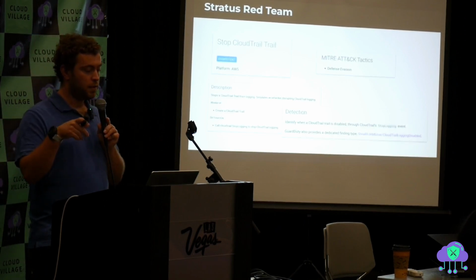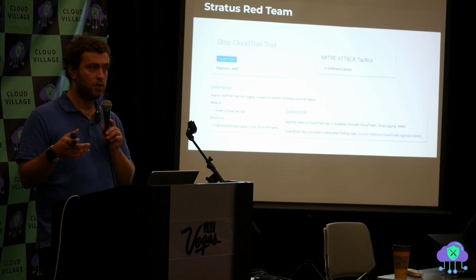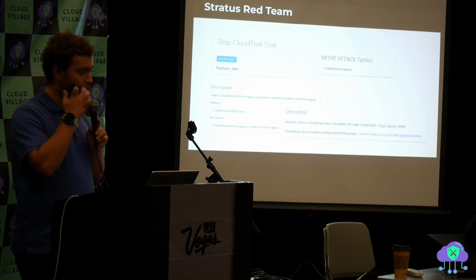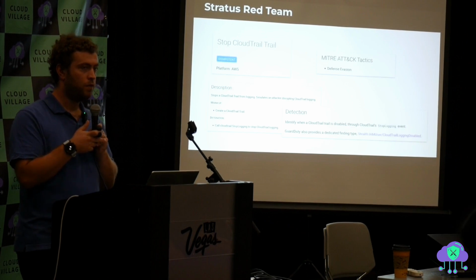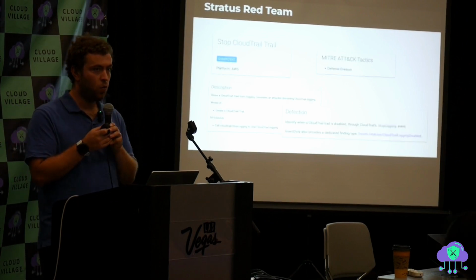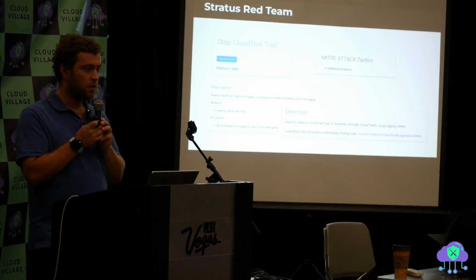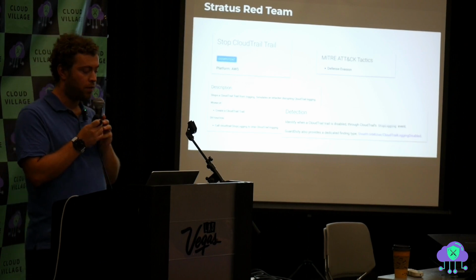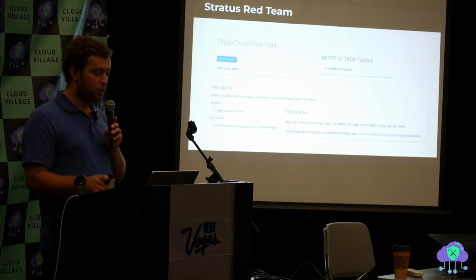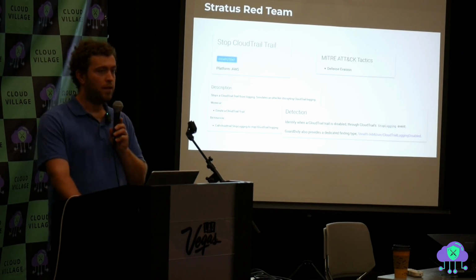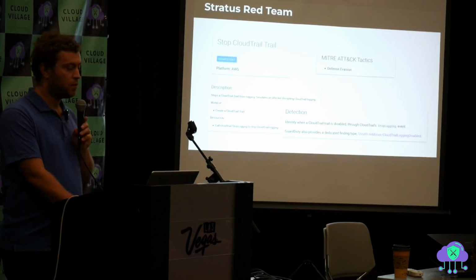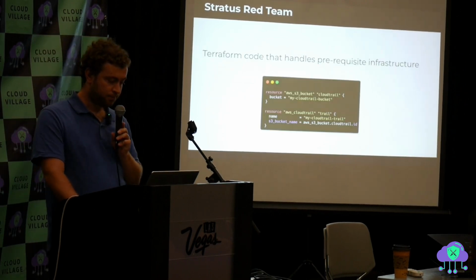And this is split into things. Warm-up, so what do you need to be able to reproduce this attack? In our example, we need a CloudTrail trail and an S3 bucket. And then the detonation. Once this is ready, what happens? In that case, we stop the trail from logging. And then there are a few things on detection. So what are the CloudTrail logs that you should get? Are there any GuardDuty findings? Things like that. So the goal is really to do that.